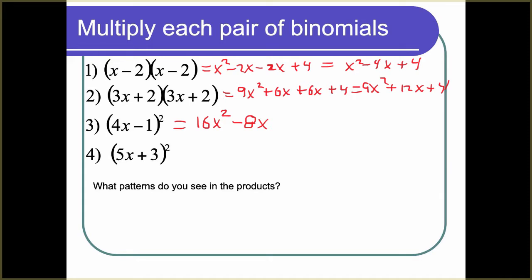Then we have the last term multiplied by itself. On the top two, you had negative 2 times negative 2, which was 4. You had 2 times 2, which is 4. Do the same thing. Negative 1 times negative 1, which is 1.